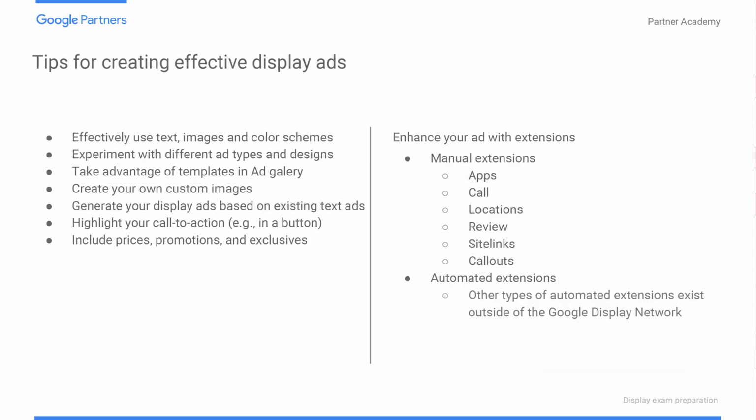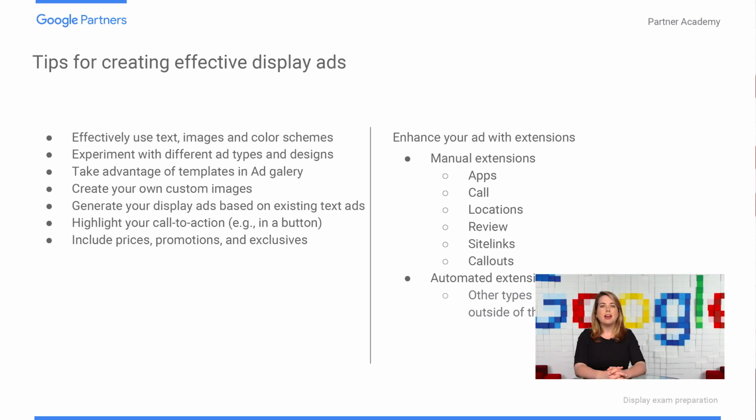Here are some tips for creating effective display ads. Effectively use text, images, and color schemes. Don't just throw things together. Experiment with different ad types and designs. Balance the content. Check the look of the text in the images. Check and test how ads look in each size. Take advantage of templates in the ad gallery for ideas and inspiration. Create your own custom images that match your site.